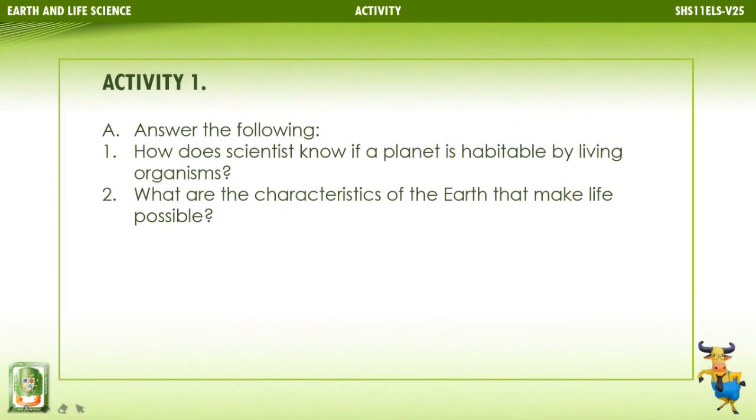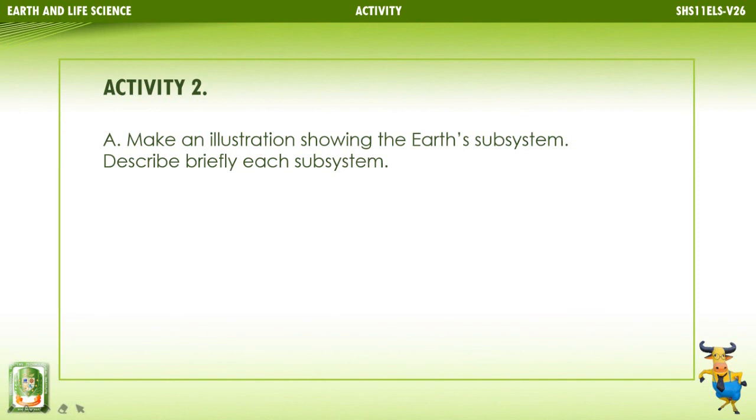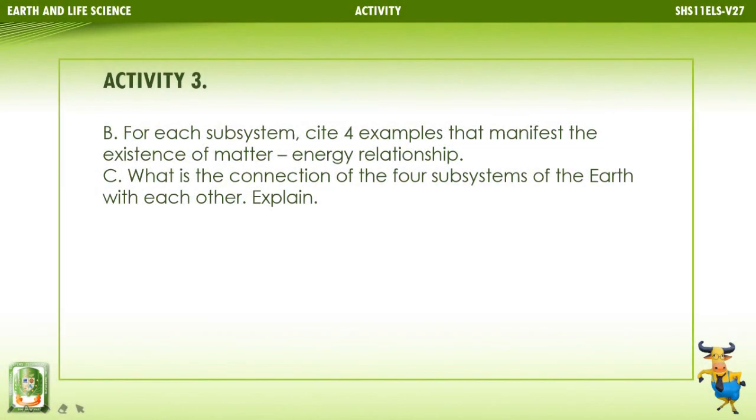Activity 1. Answer the following. 1. How do scientists know if a planet is habitable by living organisms? 2. What are the characteristics of the Earth that make life possible? Activity 2. A. Make an illustration showing the Earth's subsystems. Describe briefly each subsystem. Activity 3. B. For each subsystem, cite 4 examples that manifest the existence of matter-energy relationship. C. What is the connection of the 4 subsystems of the Earth with each other? Explain.